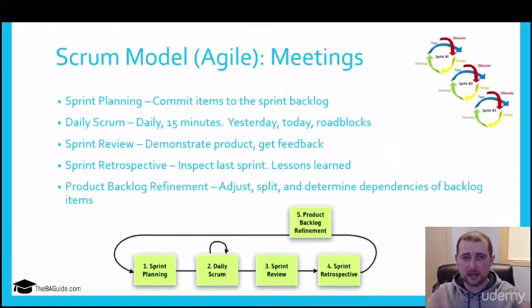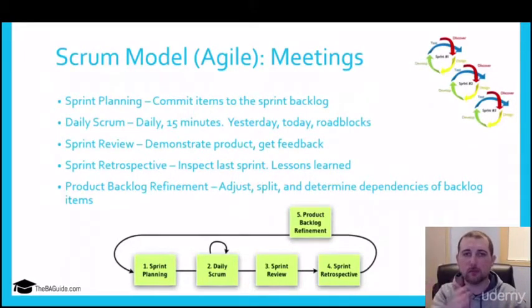Once they've committed to that and they're working through, they also have a daily Scrum meeting. This is a daily 15-minute meeting. Generally, it's called a stand-up meeting. And that really means that you're not sitting around a table. You're getting together in a room and you're collaborating. You don't want it to go over 15 minutes, otherwise you're wasting time.